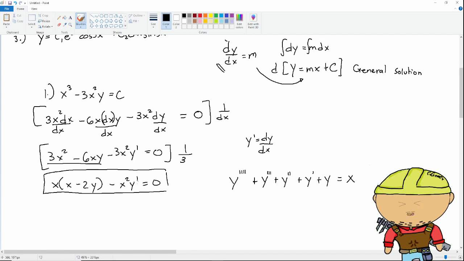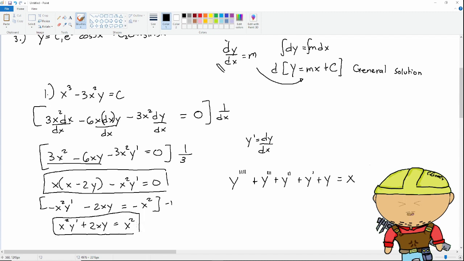the right side. So if we're gonna represent this in general form, we can write down negative x squared y prime, minus 2xy is equal to negative x squared, or divide both sides by negative 1, or multiply both sides by negative 1. It will become x squared y prime plus 2xy is equal to x squared. This is now our differential equation in general form for number 1.